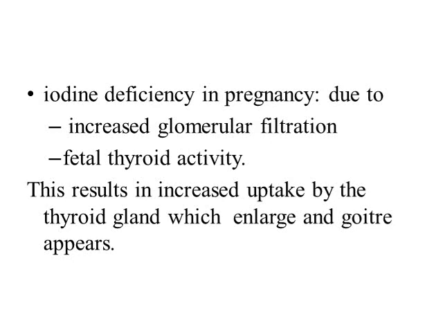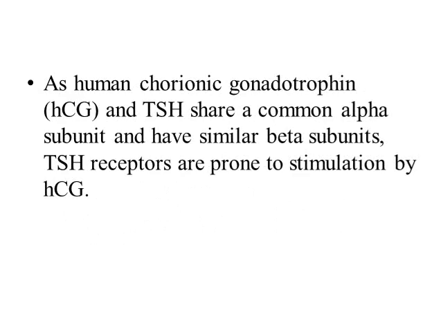Therefore, when there is an iodine deficiency, the maternal thyroid more efficiently traps the iodine than the fetal thyroid, and therefore iodine deficiency might affect the thyroid function of the fetus. As human chorionic gonadotrophin, hCG and TSH share a common alpha subunit and have a similar beta subunit, the TSH receptors are prone to stimulation by the hCG, as we said previously.